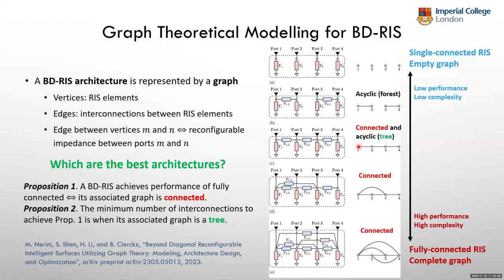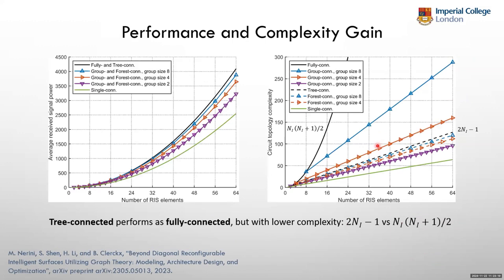You have connected because any element is connected to other elements, but you don't have any cycle in this graph. So that will give you the architecture that gives you the same performance as a complete graph, but with the smallest number of elements to reconfigure. And this is very important because it shows you that you can have relatively low complexity of BD-RIS that achieves the optimal performance. I showed you earlier the gain in terms of SNR gain or power gain.